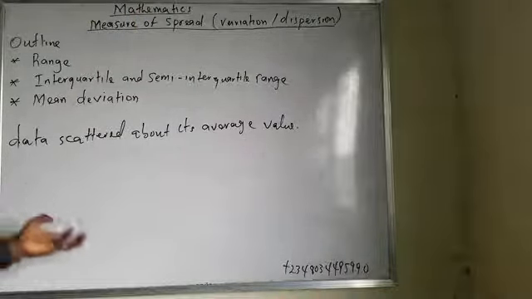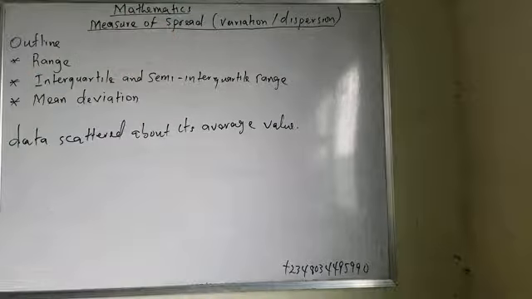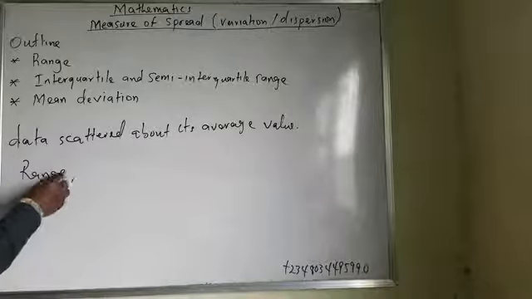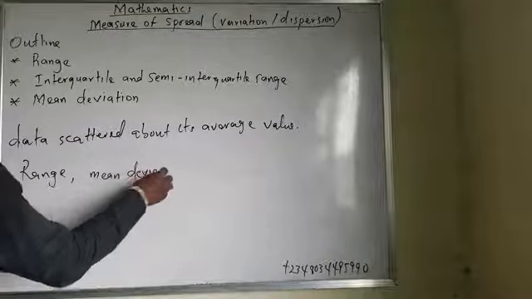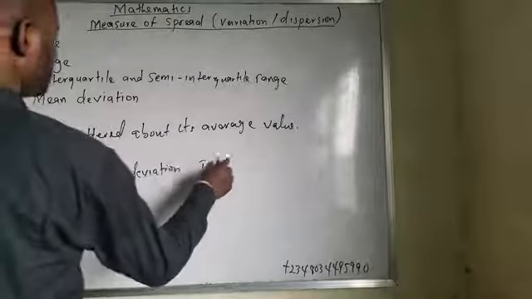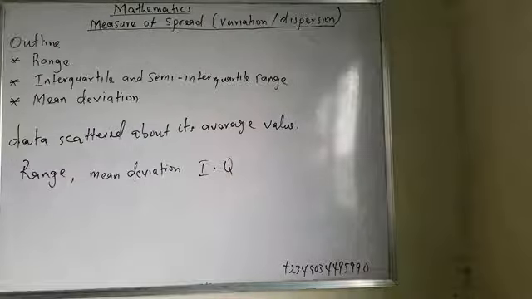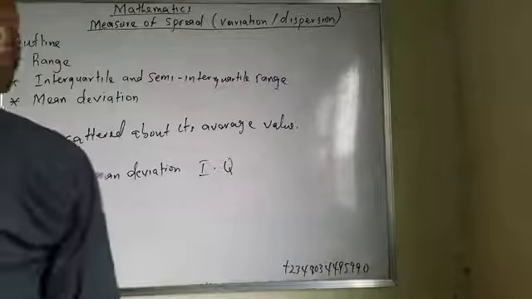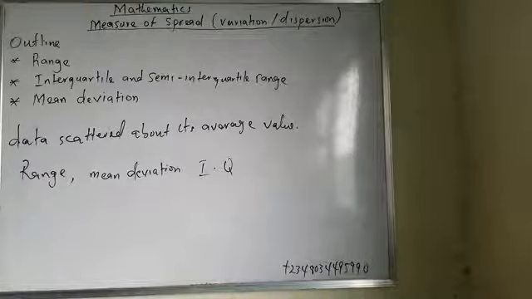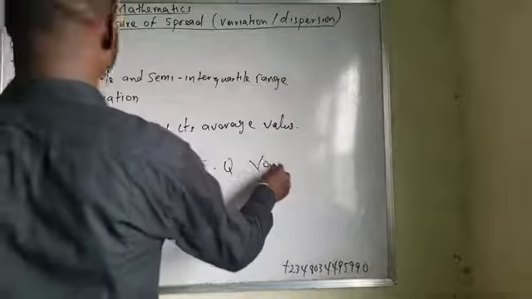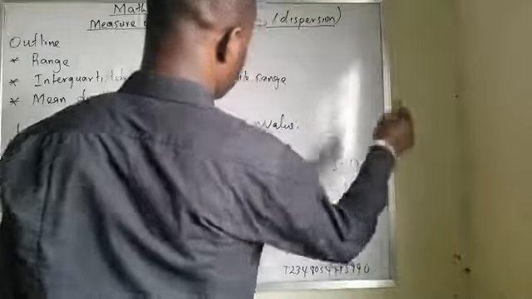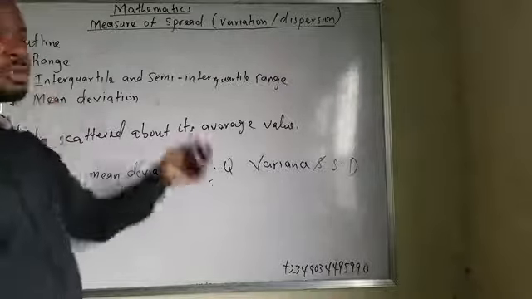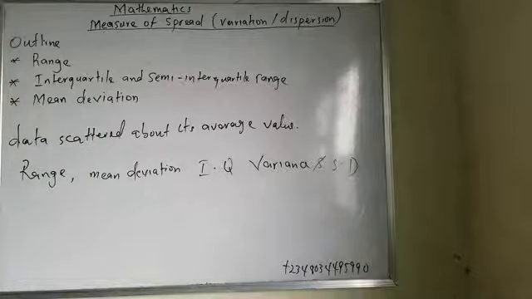Now, when we talk about measure of spread or variation or dispersion, we are talking about range, mean deviation, interquartile range and semi-interquartile range, variance, and standard deviation. Please take note of these things. Can you see that difference between measure of spread, which is variation or dispersion, and the other one? Please take note of that very, very well.